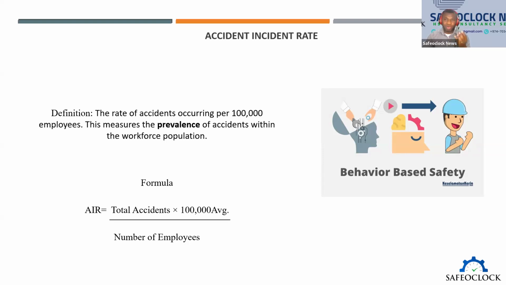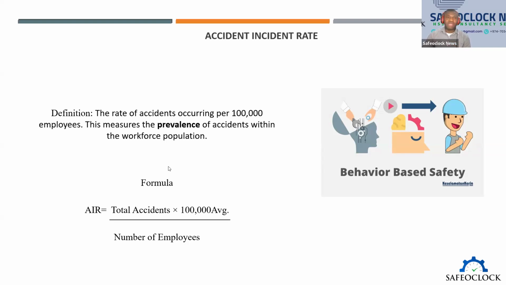So if you have more employees, then your accident incident rate is expected to be lower compared to somebody that has a smaller number of employees. The formula for calculating accident incident rate is the total number of accidents multiplied by our multiplying factor, which is 100,000, then divided by the number of employees. So the total number of employees you have, use it to divide the number of accidents multiplied by 100,000. It will give you the figure that you call your accident incident rate.